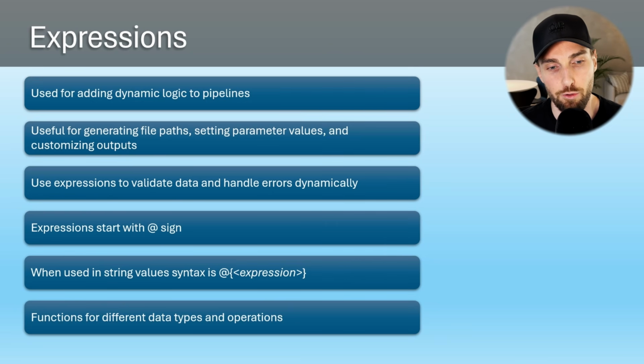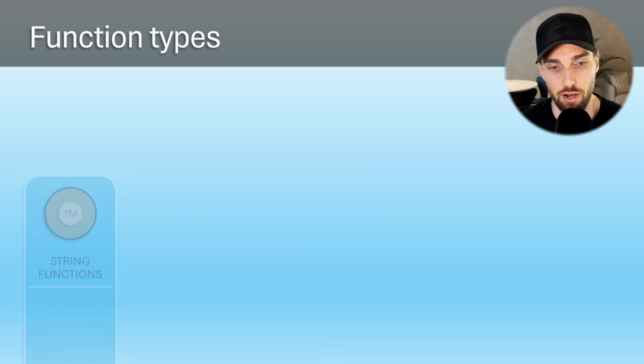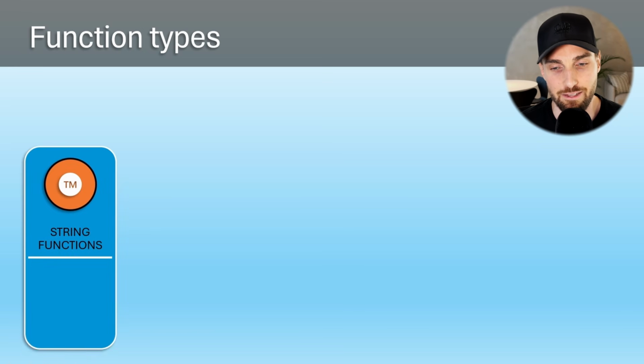Next, let's cover a few different types of functions that are available when using expressions. First, we have string functions that are meant for manipulating text values. These functions can be used to format, combine, or alter string data in various ways. One good example of a basic string function is the concat function that is meant for combining text pieces together. Another example of a string function is the replace function that could be used to replace part of a text value with some other text value.